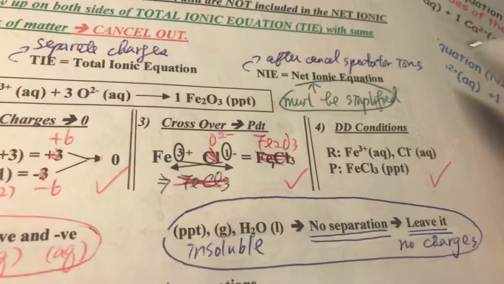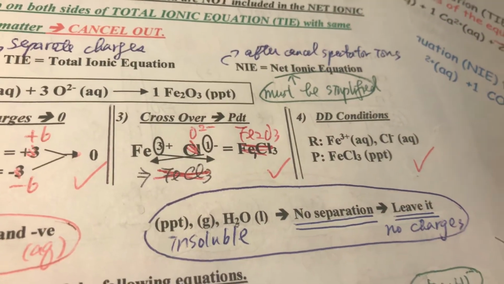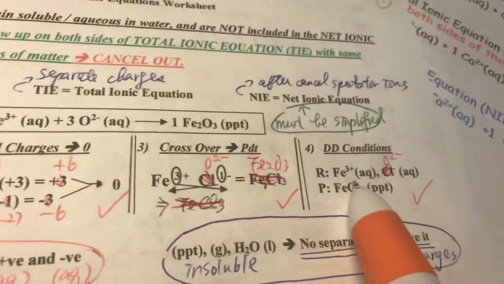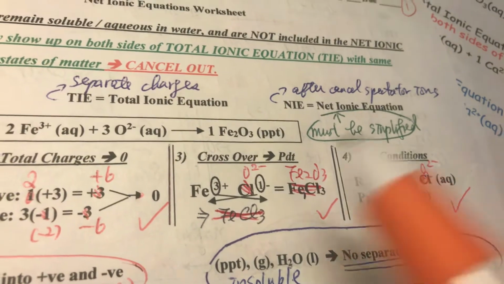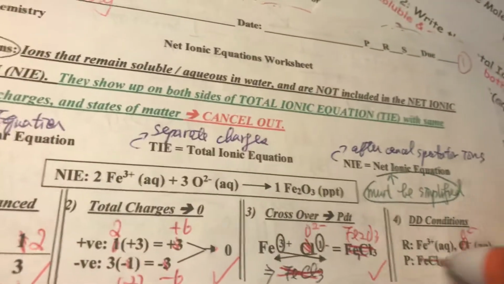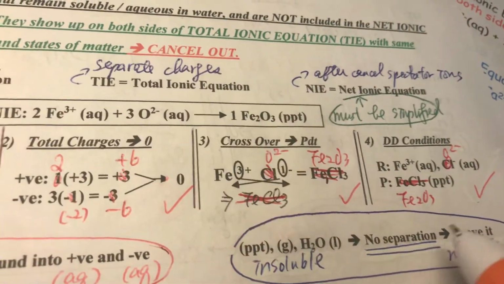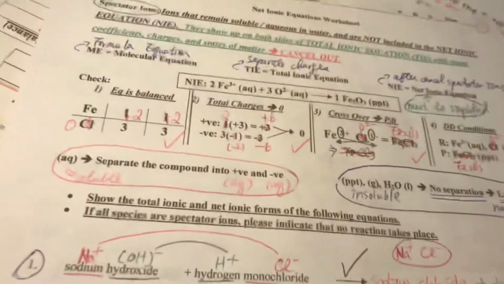And then step 4, I want to check if the double displacement reaction conditions are met. The two reactants must be AQ. So my Fe3 plus is AQ, my O2 minus is also AQ. That's the first condition. The second condition is my product should be PPT. So yes, my product Fe2O3 is PPT after checking solubility. So all 4 conditions must be met, okay?